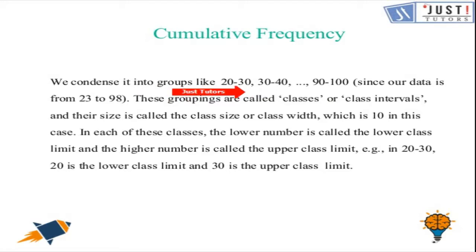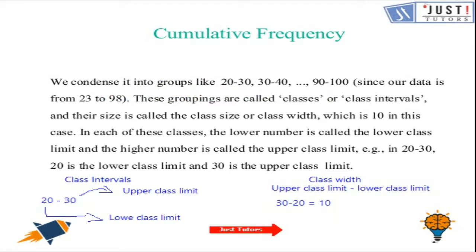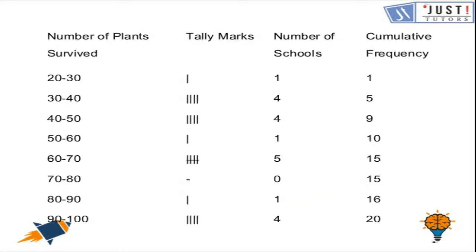There is a special name given to these groups, which is class intervals. I'll just write it for you. The lower number in the class interval is called the lower class limit, and the upper number in the class interval is called the upper class limit. Now let's talk about class width or size. You can find that by subtracting the lower class limit from the upper class limit. Now let's move forward to the next slide.